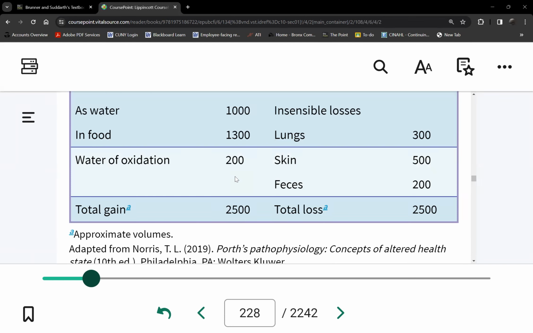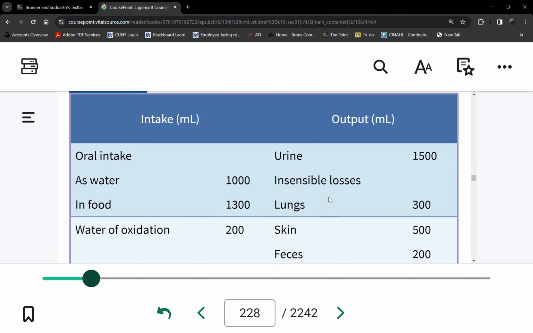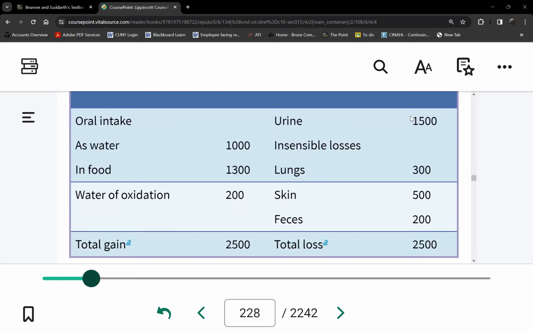Okay. So there'll still be urine output. So it's about water from oxidation, from the food you eat, the fruits you eat. So those are water. So that's about 2,500, give or take, each day. As far as output, majority is urine.